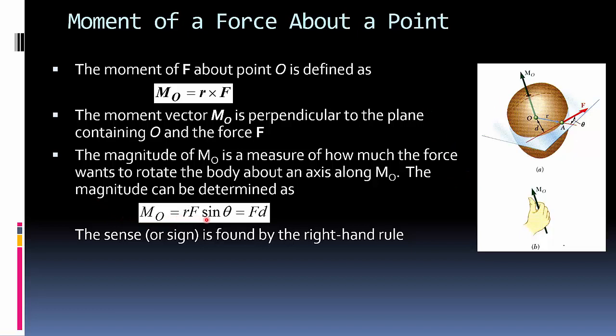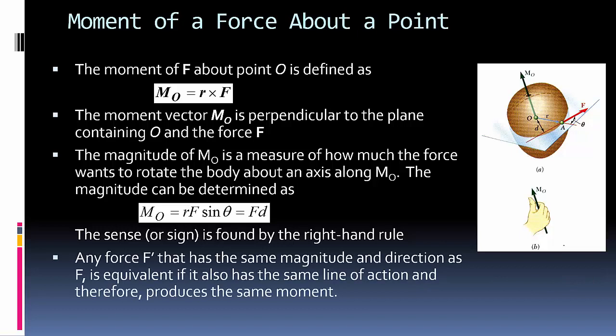M0 is r F sine theta. Or, hopefully, r sine theta is what? r sine theta is the perpendicular distance from the point that you care about to the vector along where the force is applied. So moment can be written as force times distance. But again, this moment is a vector. A moment is a vector. The magnitude of the moment is given as the force times distance. And the sense, or the sign, is found by the right-hand rule. So in this case, if the force is here, it's r cross F. You point your fingers in this r direction and then close your hand towards the F, and you will find that it is in the positive direction.